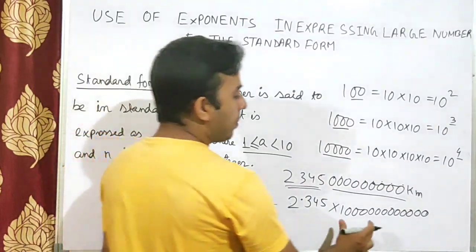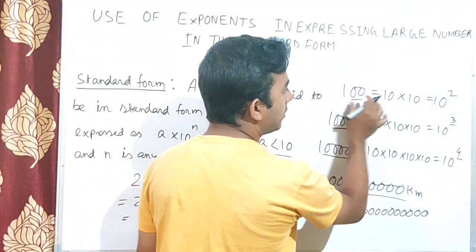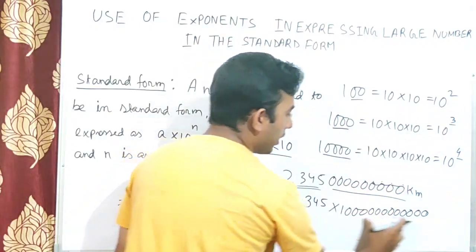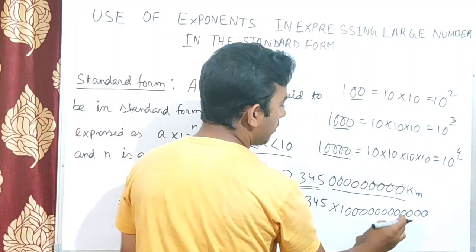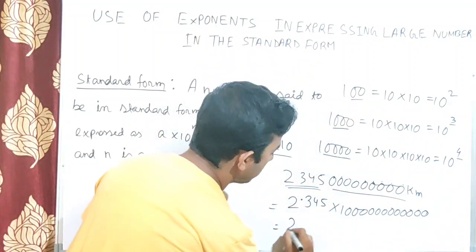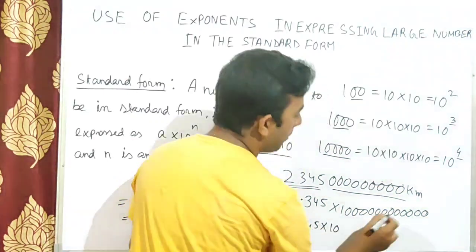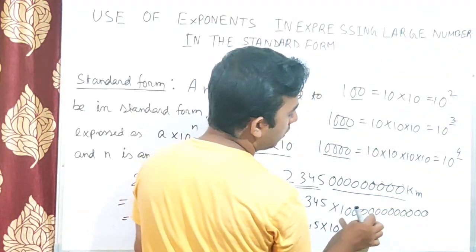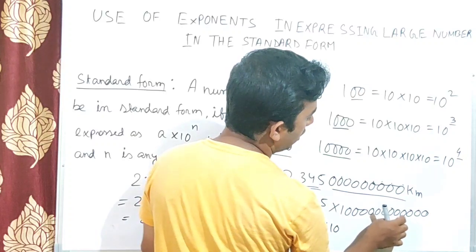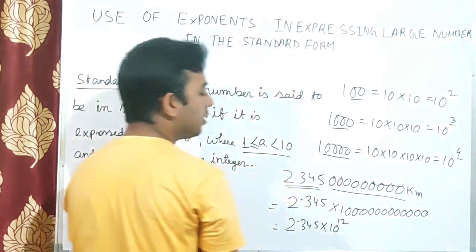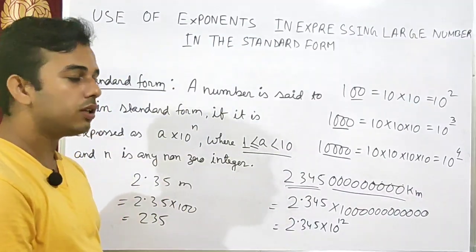Now by this relation, 100 means 10 to the power 2, 1000 means 10 to the power 3. So in which form can we express this? Can we express it as 2.345 into 10 to the power how many zeros? 1, 2, 3, 4, 5, 6, 7, 8, 9, 10, 11, 12. Clear?